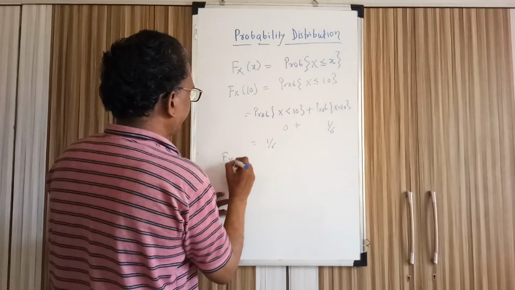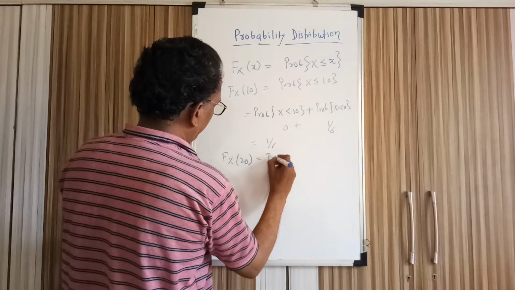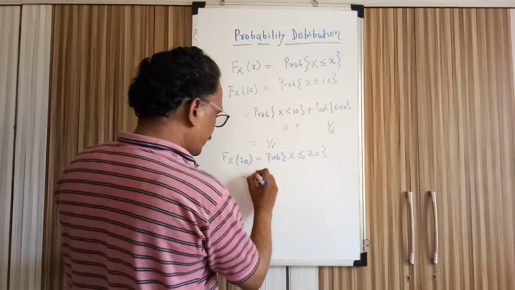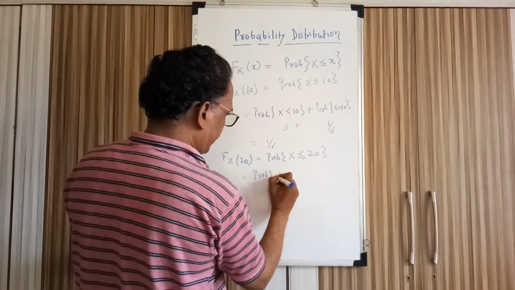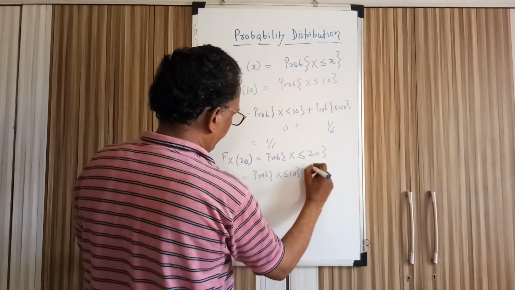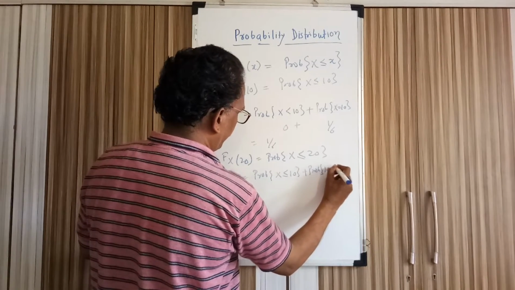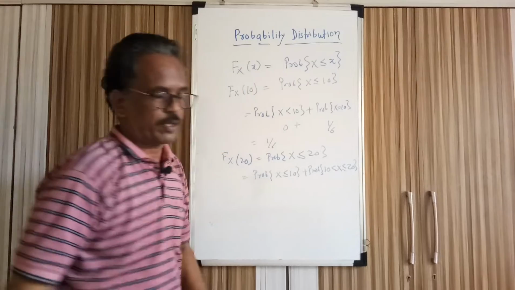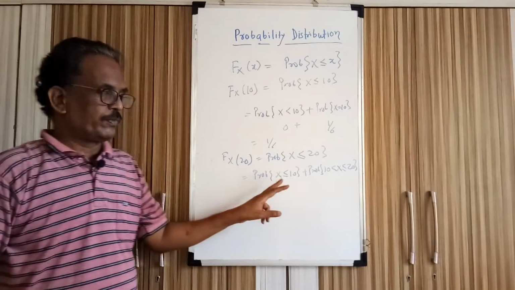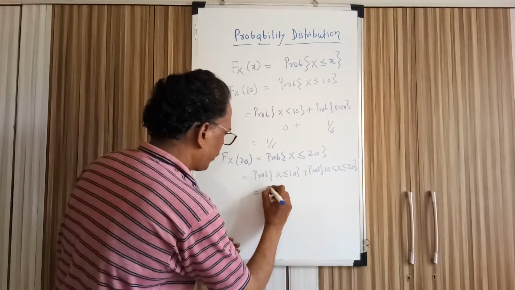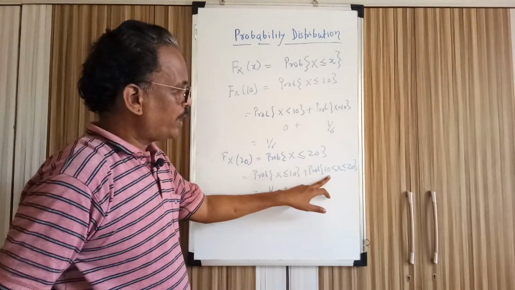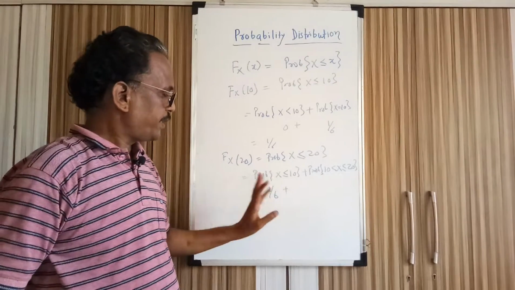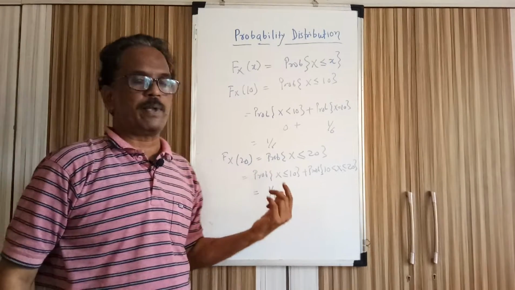Now if I go for F X of 20, the probability that the random variable is taking value less than or equal to 20, this can be split into two parts. One is the probability that the random variable is taking value less than or equal to 10, plus the probability that it is taking value greater than 10 and less than or equal to 20. Here the equality is very important, since the random variable is discrete. The probability for value less than or equal to 10, which we have got, is 1 by 6. The random variable taking value 11, 12, 13, 14, 15, the probability is 1 by 6, right? It is only 1 by 6 up to 19.